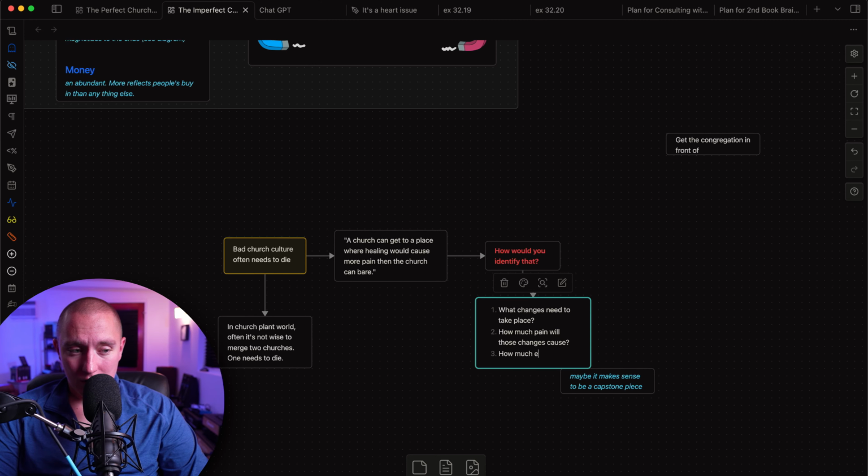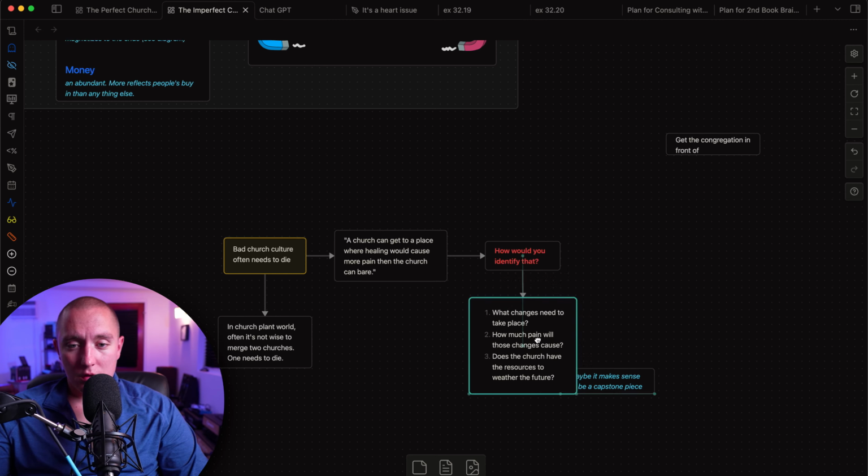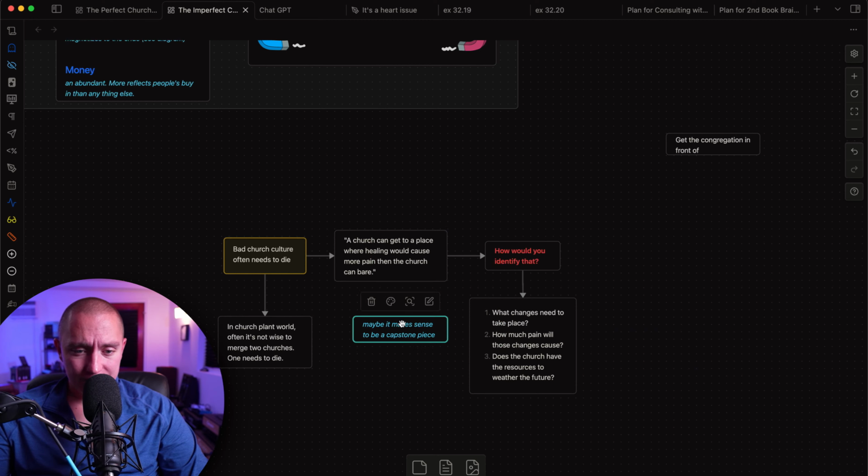How much energy? And you'd say, does the church have the resources to weather the future? Okay. Maybe this makes sense to be a capstone piece like I was thinking.